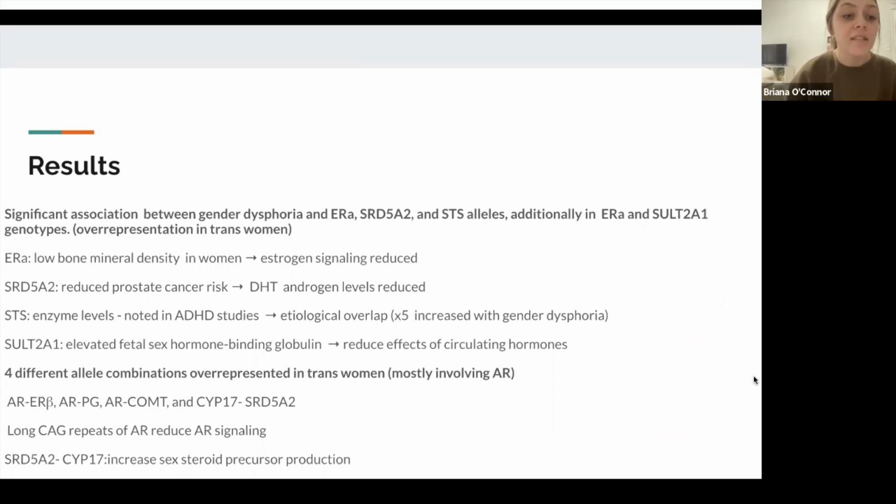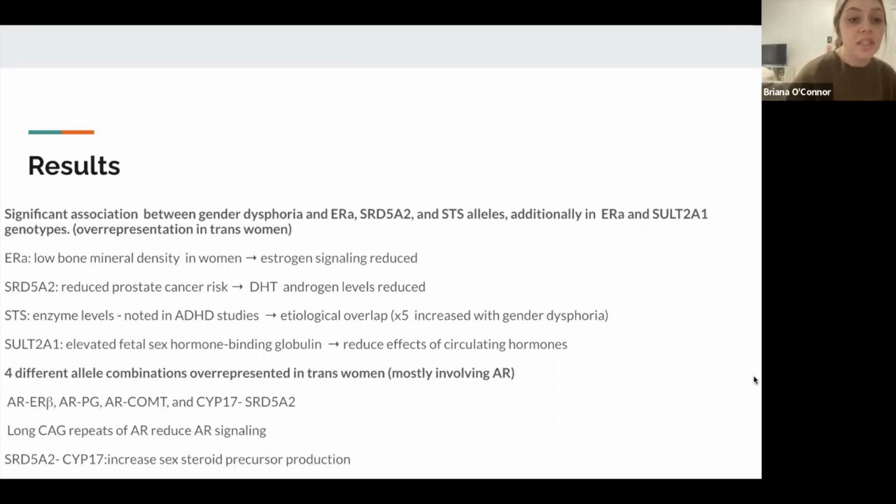And then SRD5A2, which is a steroid reductase associated with a reduced risk of prostate cancer and could lead to lower DHT, which is a strong androgen production. Then STS, steroid sulfatase, is associated with enzyme levels, and this overrepresentation is also seen in studies on ADHD, and the incidence of ADHD is 5 times more likely in trans individuals, which suggests some overlapping etiology.